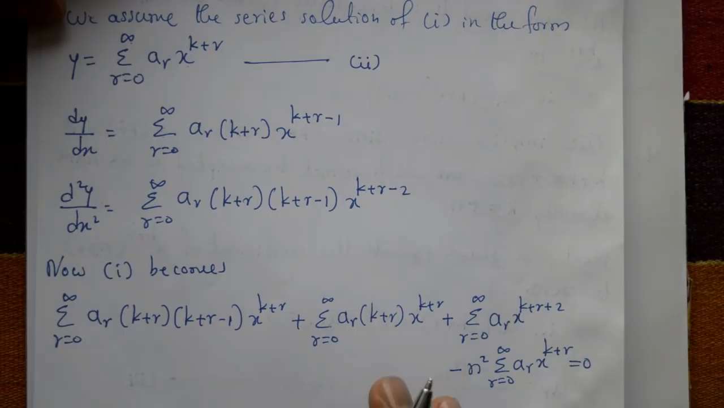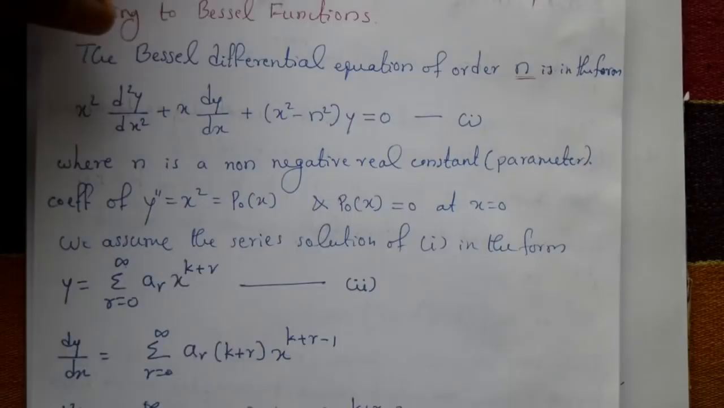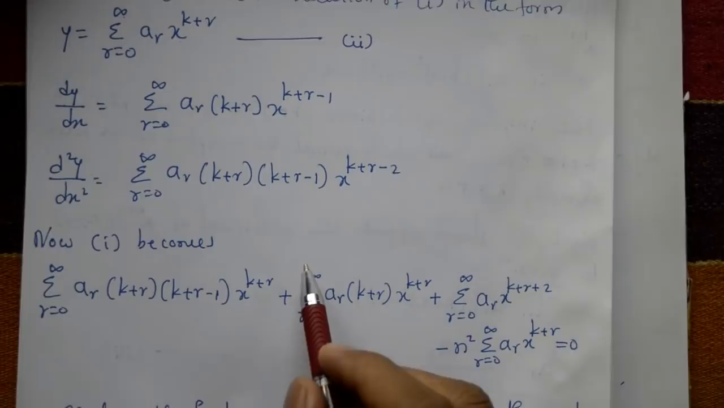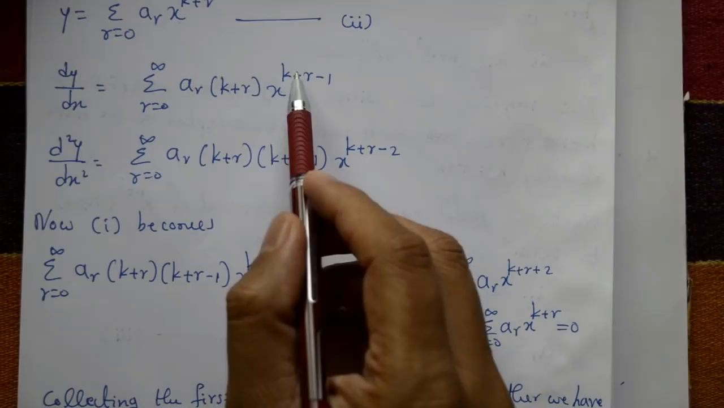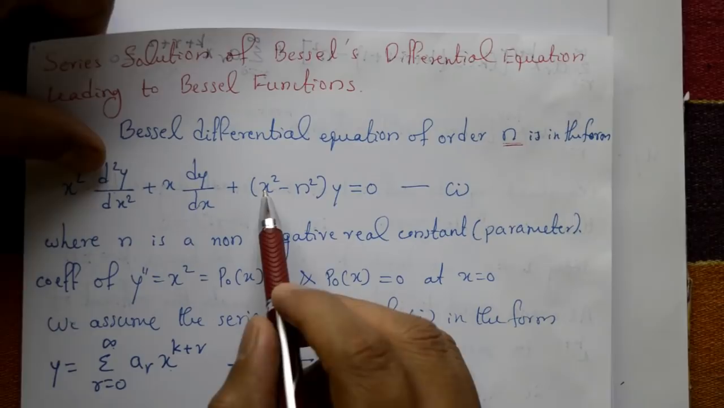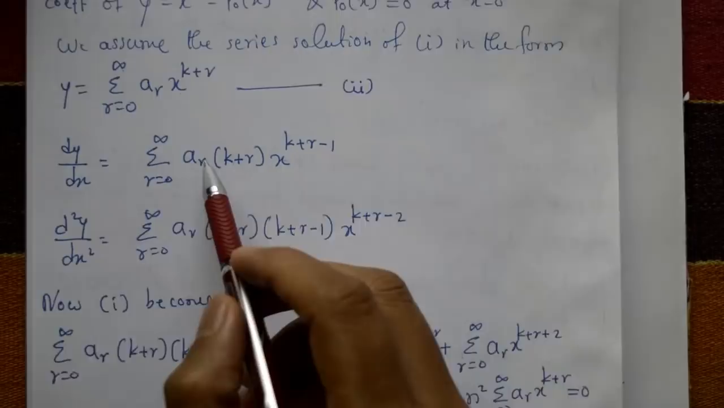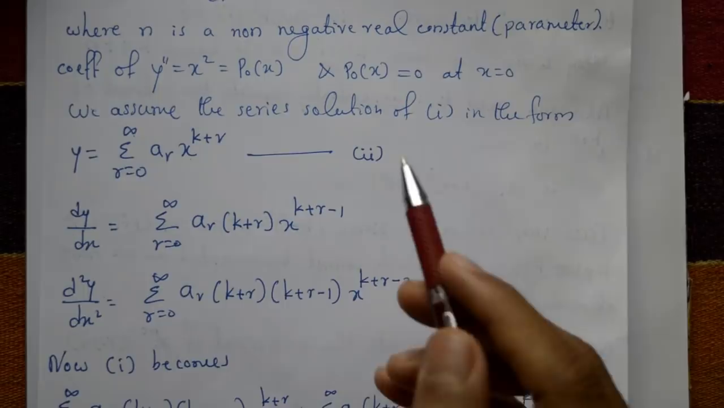Plus, again, x into dy/dx, plus the summation r is 0 to infinity a_r (k+r) x^(k+r−1). The x^(−1) and x^(+1) get cancelled, only x^(k+r) remains. Now plus x² into y. This is y, so x^(k+r) into x² gives a_r x^(k+r+2).